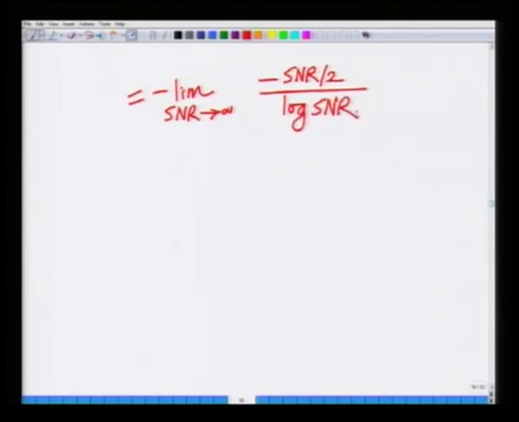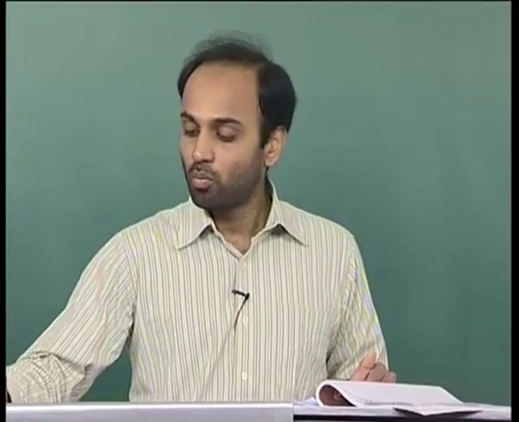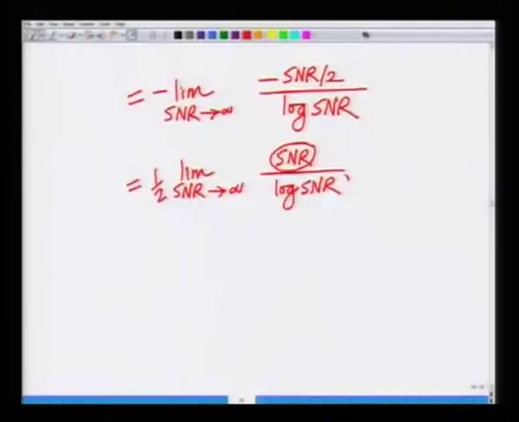I will bring the minus sign inside, which means this becomes limit SNR tends to infinity, bring the half outside, half limit SNR tends to infinity, SNR divided by log of SNR. Now, look at this, as SNR tends to infinity, both SNR and log of SNR tend to infinity, hence this is an indeterminate form.